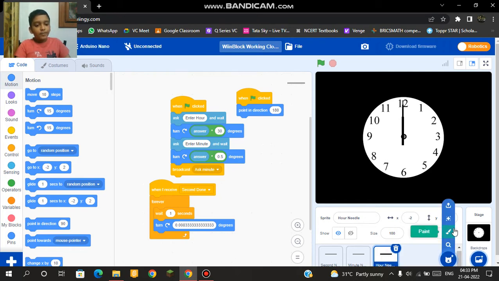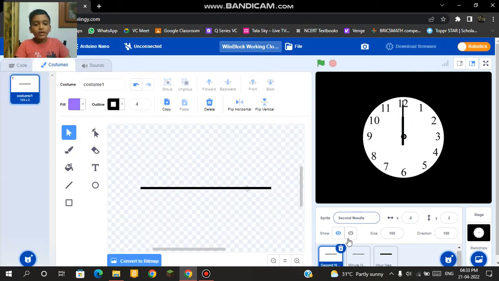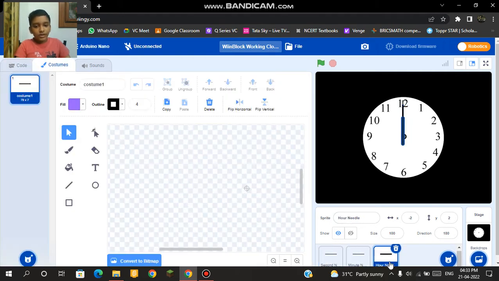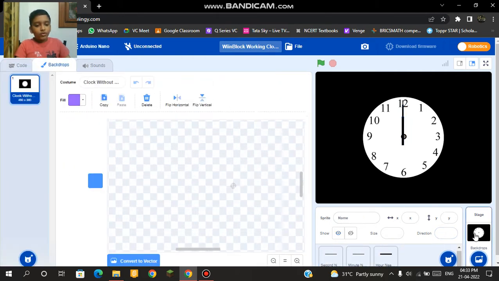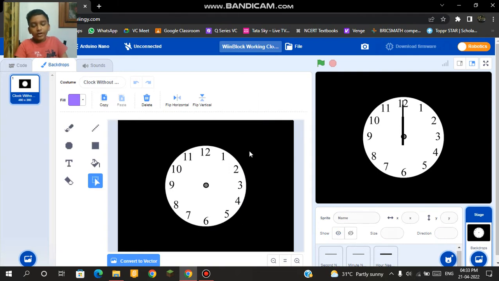Then we should go and paint a couple of new sprites in the names of a second needle, a minute needle and an hour needle. Then we can go to upload a backdrop which is in the image of a clock with no needles. Now let's move on to the coding part.